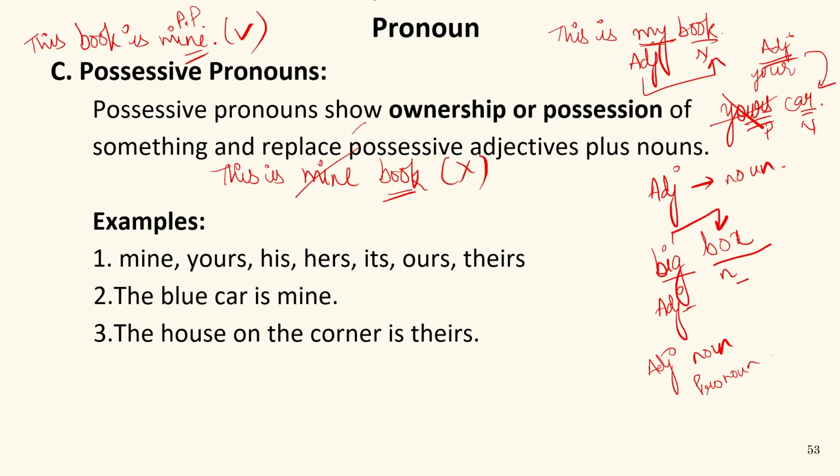So this is the meaning of a possessive pronoun. Now let us see some examples. The possessive pronouns, which we have already read earlier as well, are mine, yours, his, hers, its, ours, theirs. Now, "his" is used in the same manner in both possessive adjective and possessive pronoun. The blue car is mine. The house on the corner is theirs. These sentences are absolutely correct and use pronouns in place of nouns.